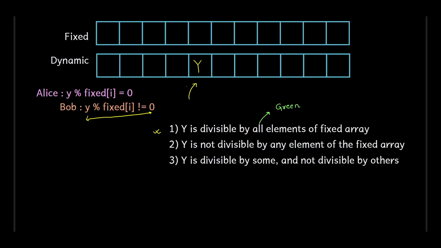And then what about cases where y is not divisible by any element of the fixed array? If y is not divisible by any element of the fixed array, then you can clearly see that Alice will never be able to remove this, because this condition will never be satisfied. So let's color all such elements in yellow.